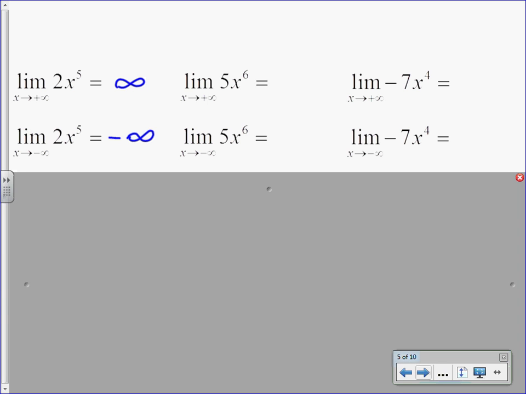What about 5x to the sixth? What happens towards positive infinity? Towards negative infinity?